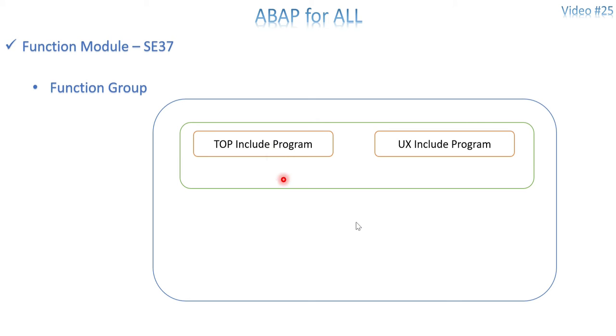If you want some variable to be accessed throughout the function group, meaning from any function module, then you have to keep it in the top include program. And the UX include program is a standard one, we can't change it. It will show all the function modules. Whenever you create a function module, it creates one include program for that particular function module. I'll show you that.